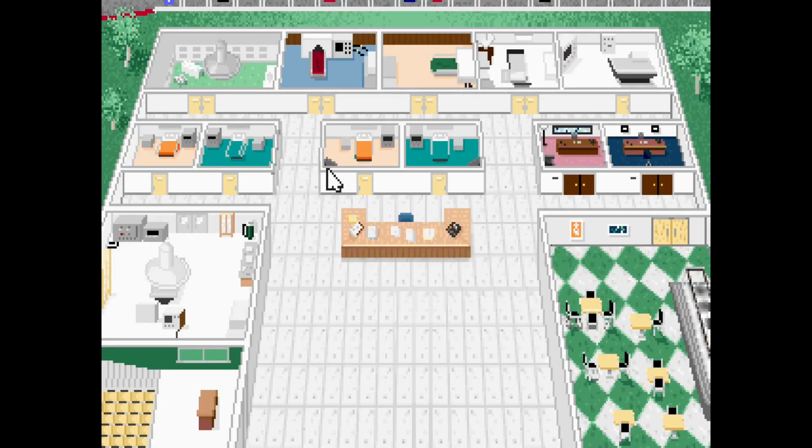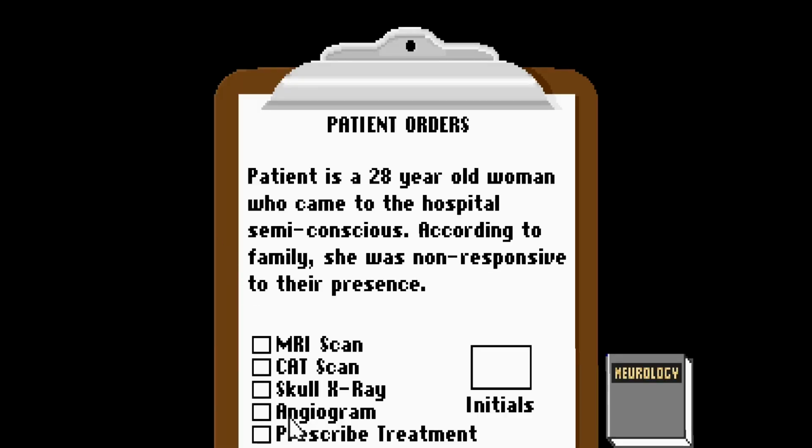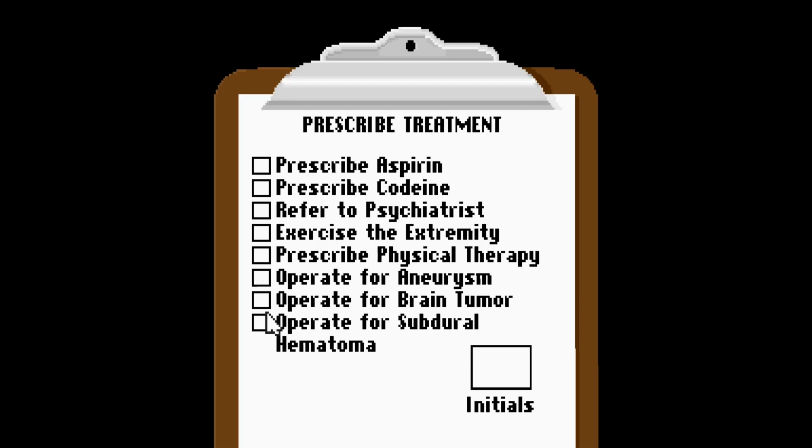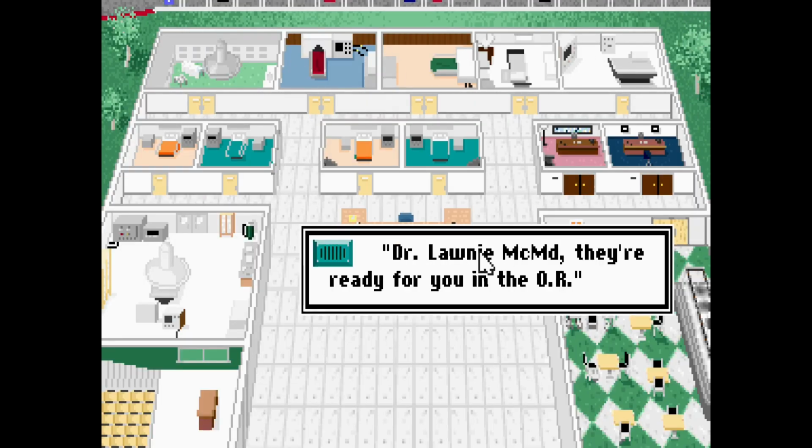Sorry, Mr. Stern Beardington. Hey there! We've got another patient, but this time we're going to mess it up. Prescribe treatment, operate for a brain tumor. It's going to happen. Okay, so we have to head to the OR.